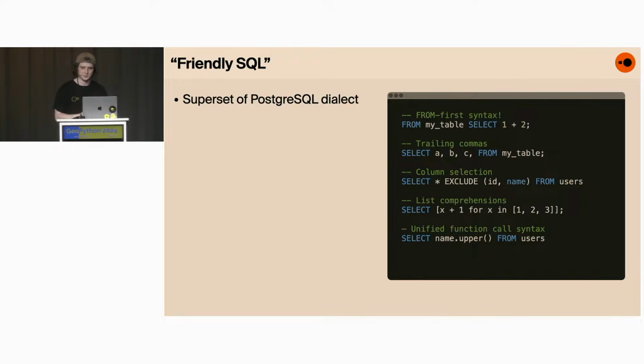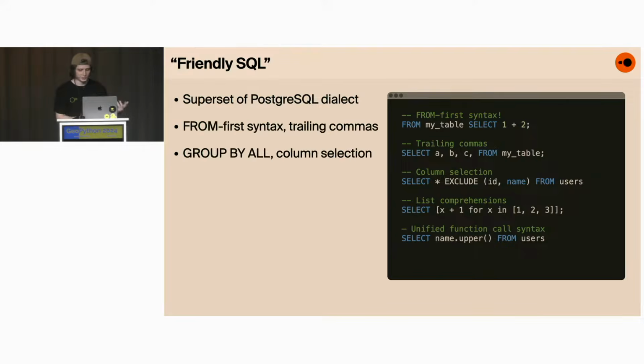We actually use their parser implementation, or used to use anyway. So we have a lot of funky syntax extensions, like FROM-first syntax. You can swap the FROM and the SELECT. You can do GROUP BY ALL, dynamic column selections, which are really nice if you have tables with a ton of columns, nested types, lambda functions. Also a lot of Python-inspired stuff, like list comprehensions and this kind of unified function call syntax where you can pretend functions are methods.